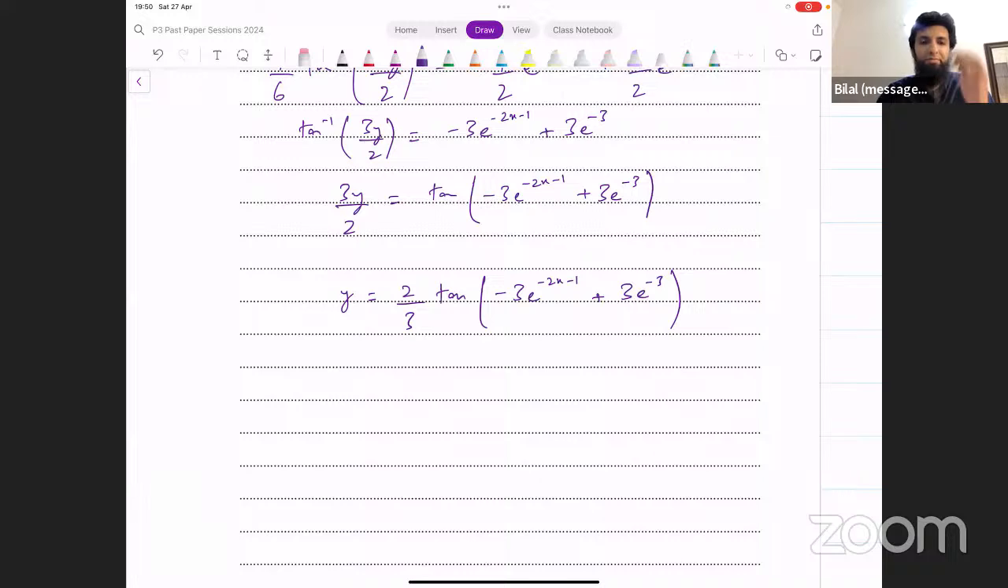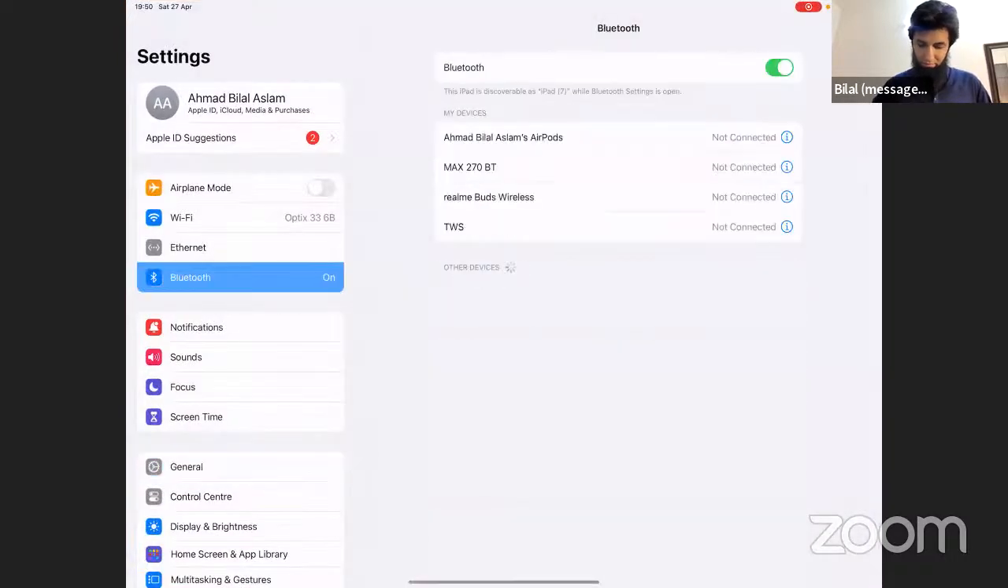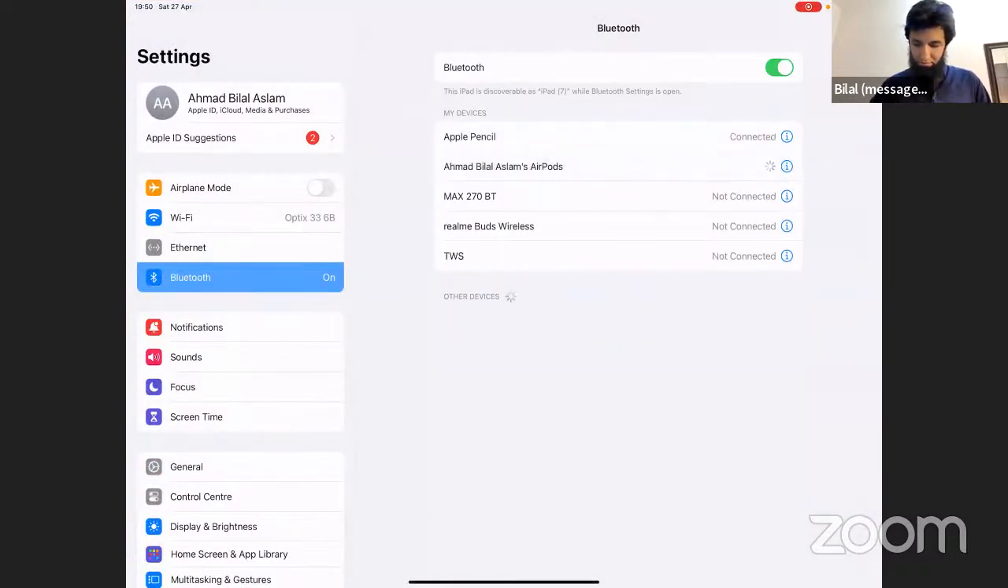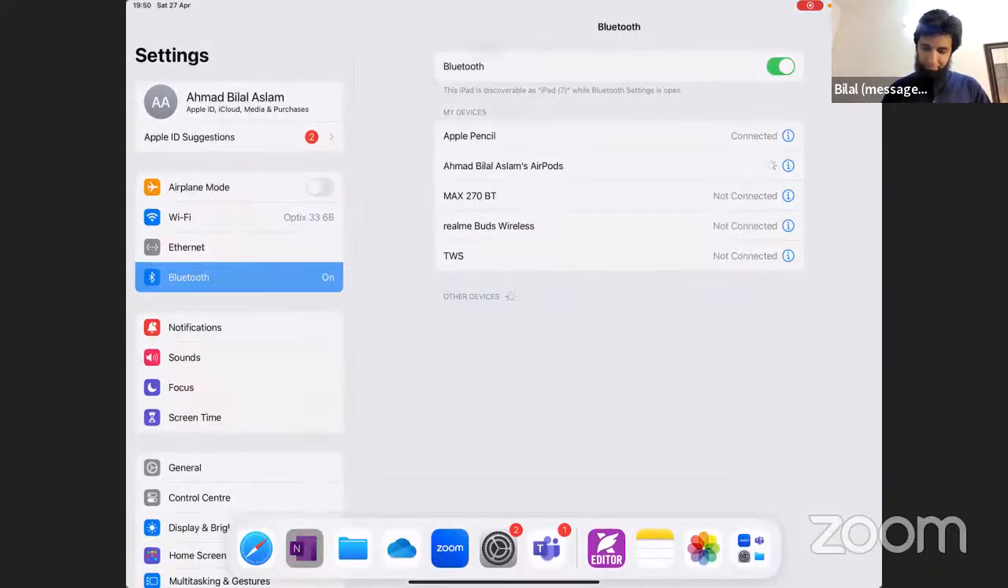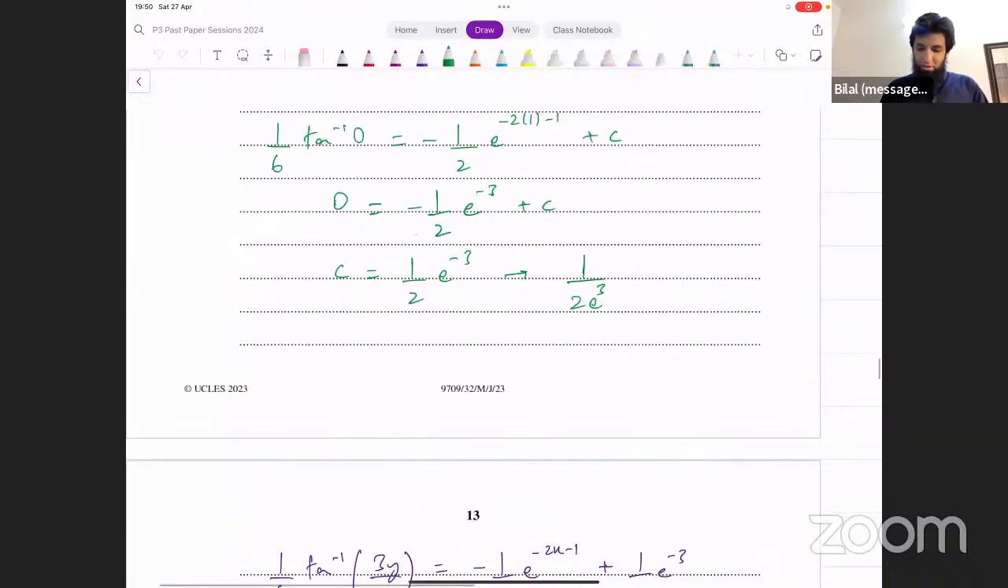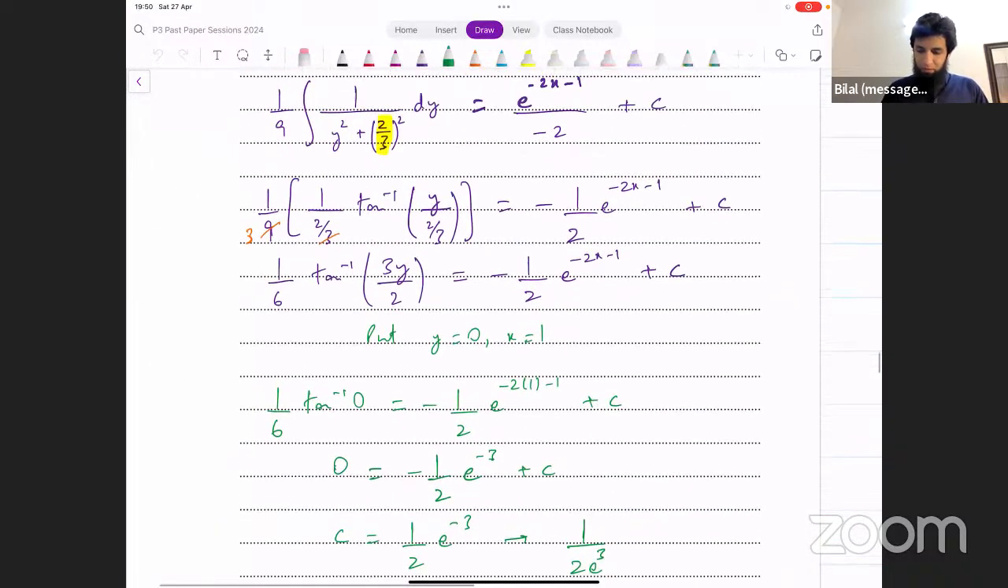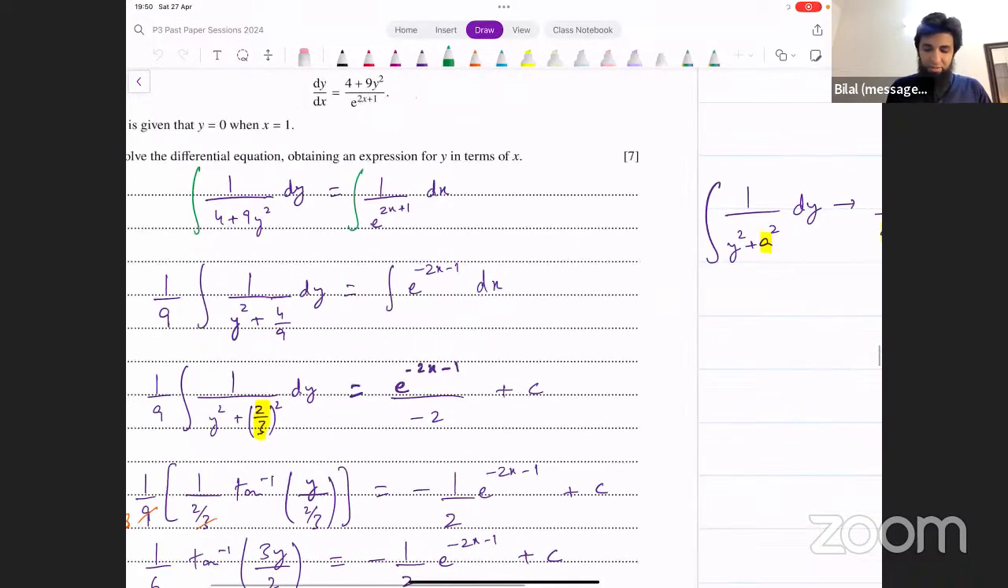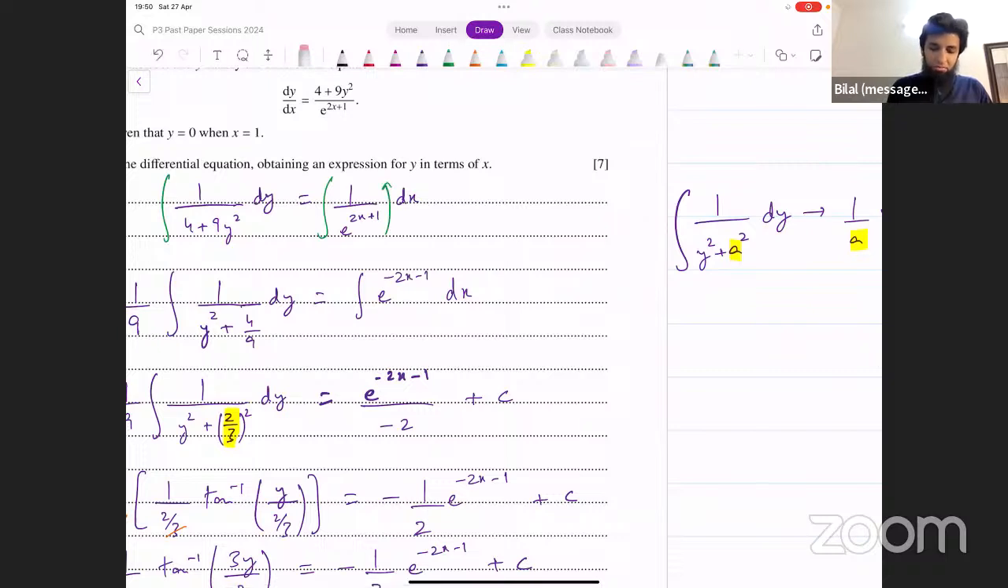Make sense? Sir, can you please tell how did you integrate 1 over e raised to power 2x plus 1? Okay. Just give me a second. 1 over e raised to power 2x plus 1. I just took that to the numerator. It became e raised to power minus 2x minus 1.